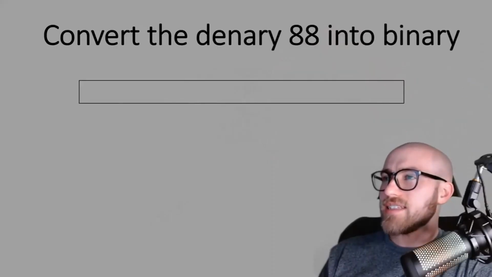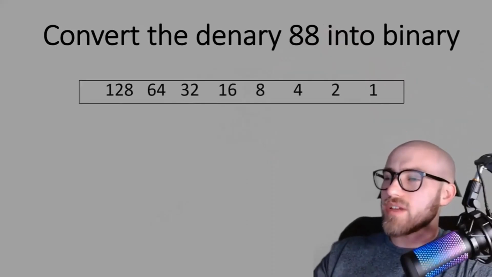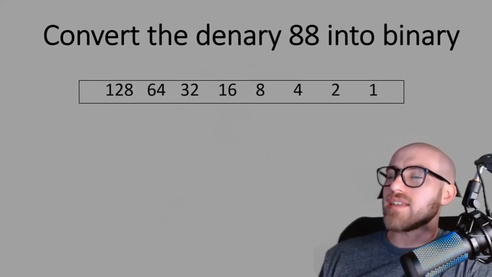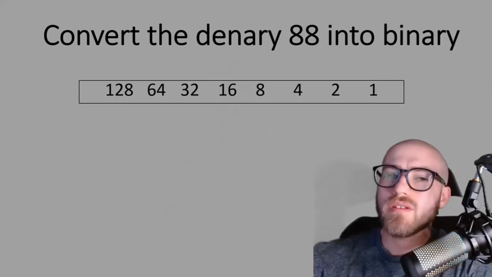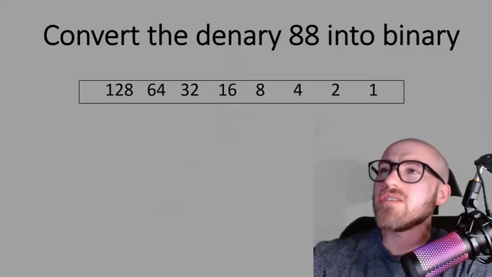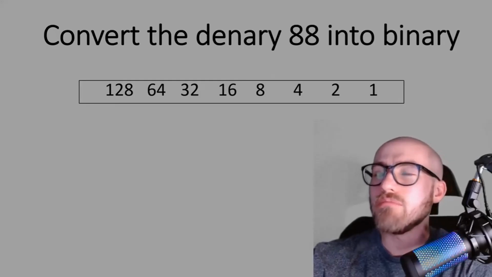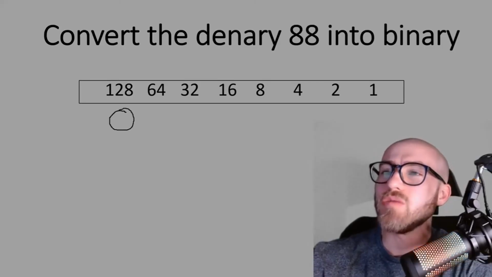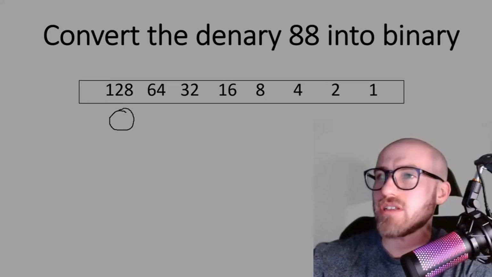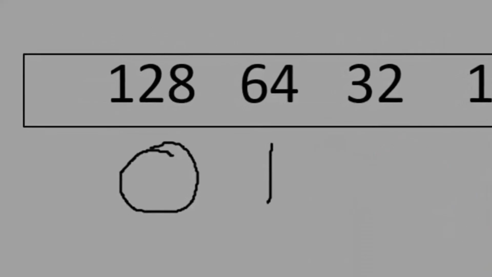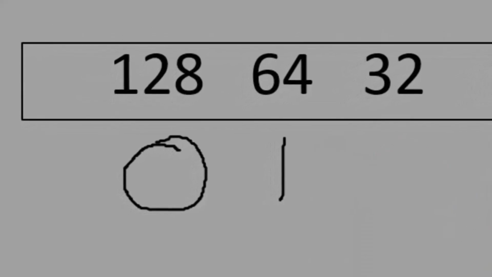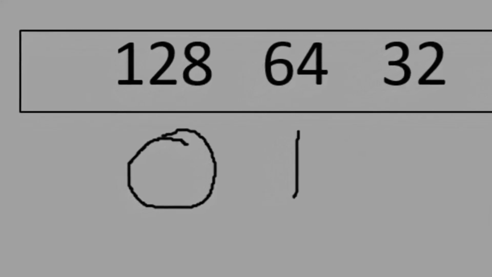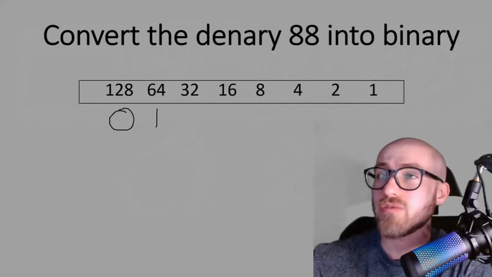So if this was an exam question, convert the denary 88 into binary. So again, we're going to start by writing out our conversion table. So what we need to look at is which of these numbers do we need to add up to make 88. Now we know that 128 is too big. That one is over the value 88, so we don't need that one. However, we do want 64. That's the highest number that can fit into 88. So we need to try and make another 24 out of what we've got left.